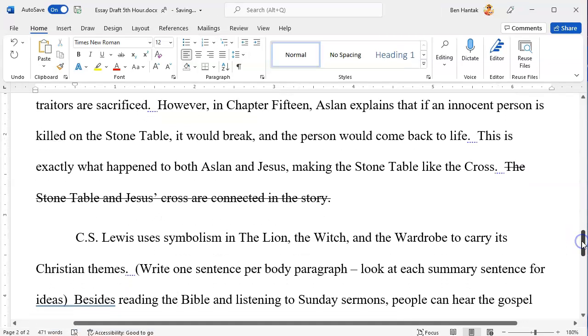Now, one thing I would note in our conclusion, one thing that I didn't do in outlining is write my summary sentences in complete sentences. We'll have to do that now together, but I want to give you some time to copy. Do not copy down what's in the parentheses right now, because we have to replace that, okay? Please note, we do have our restated thesis: C.S. Lewis uses symbolism in The Lion, the Witch, and the Wardrobe to carry its Christian themes.